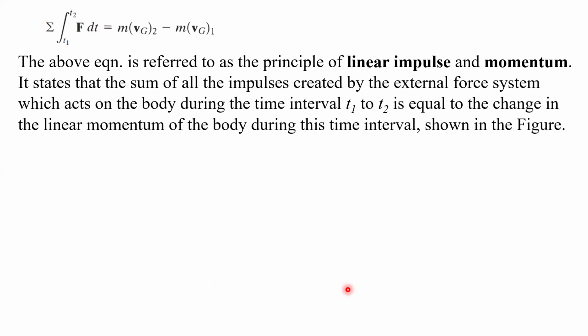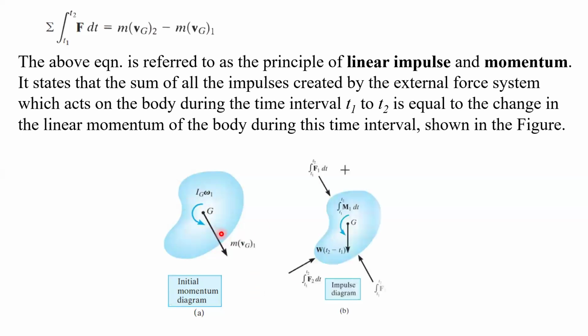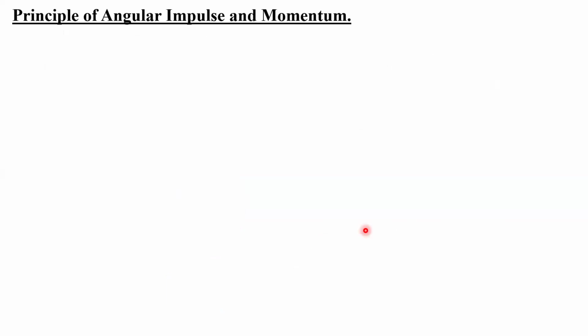It states that the sum of all the impulses created by the external force system, which acts on the body during the time interval t1 to t2, is equal to the change in the linear momentum of the body during this time interval, shown in the figure. So this is the initial momentum, then plus all the impulses will give us the final momentum.